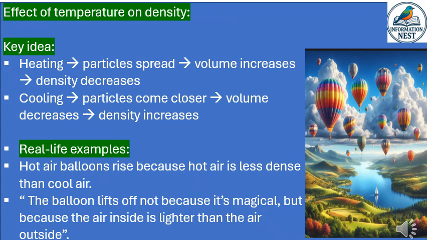Let's dive into a concept that explains everything from floating balloons to ocean currents: how temperature affects density. When we heat a substance, its particles start to spread out. That means the volume increases and the density decreases. When we cool it down, the particles come closer, the volume shrinks, and the density increases. Hot: spread out, lighter. Cold: packed tight, heavier.